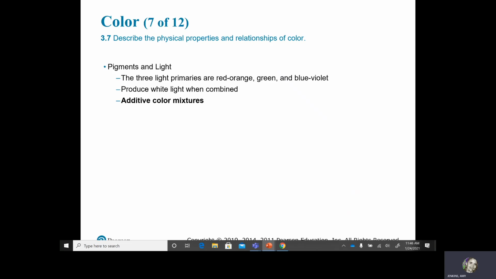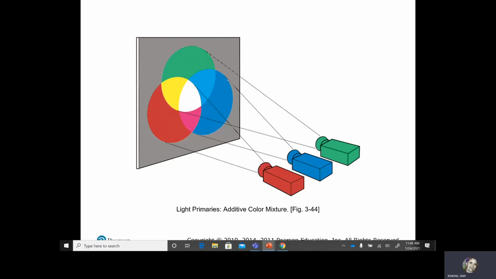Pigments and light. The three light primaries are red-orange, green, and blue-violet. They produce white light when combined. They're additive color mixtures. So we're talking about light primaries. When you add them together, you get white.